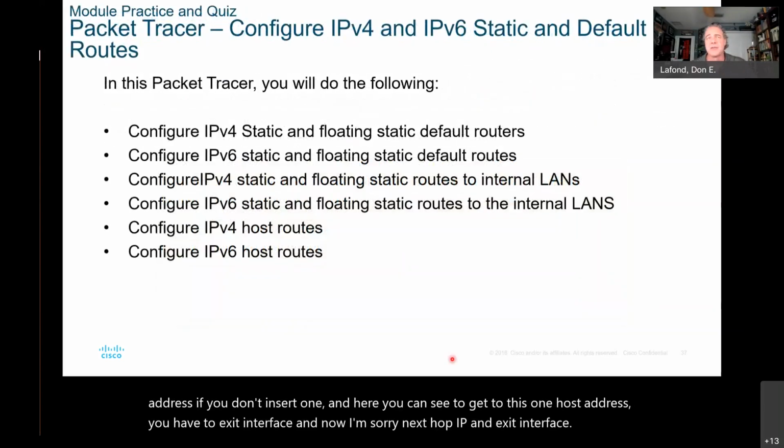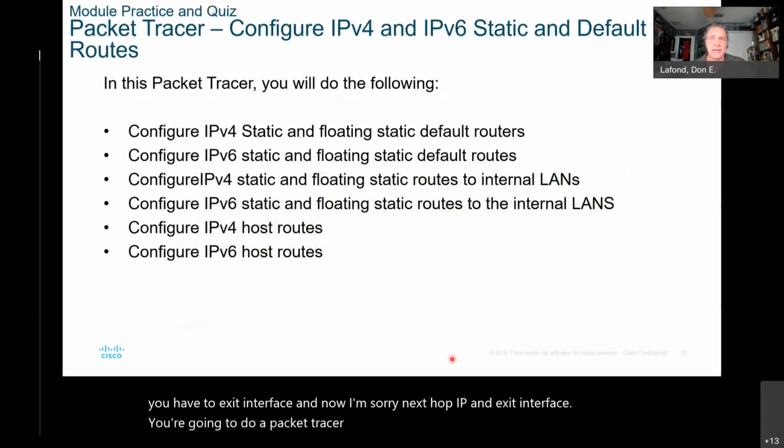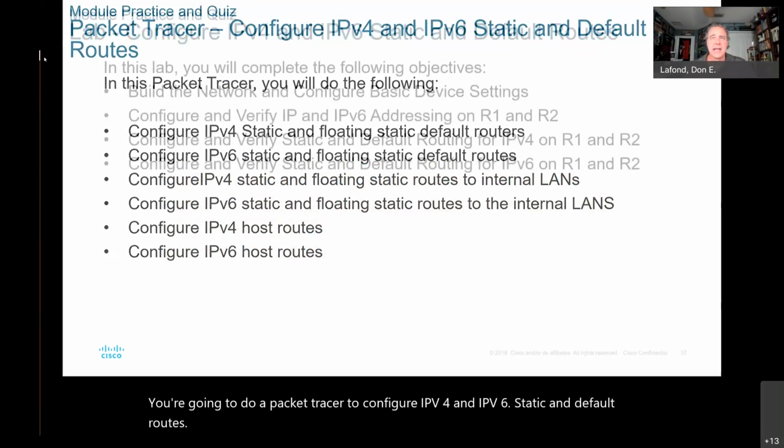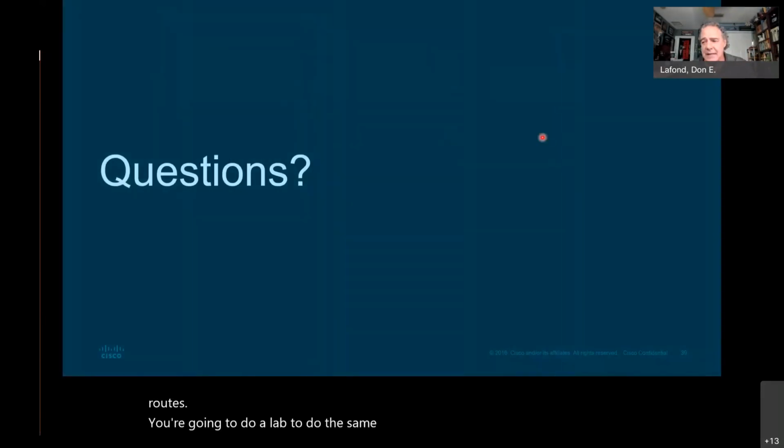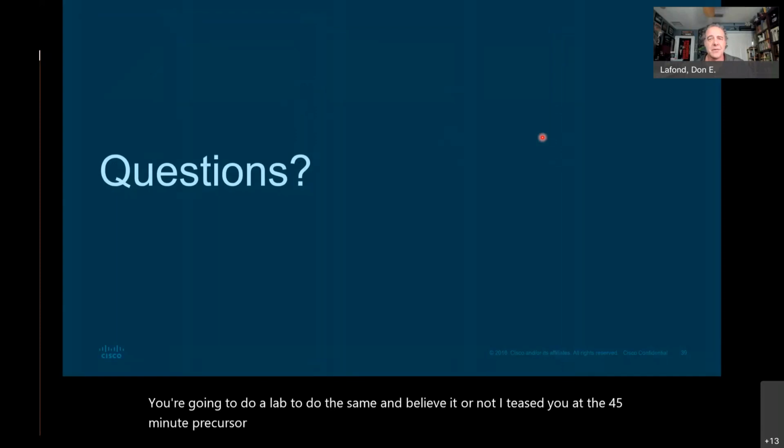You're going to do a Packet Tracer to configure IPv4 and IPv6 static and default routes. You're going to do a lab to do the same. Believe it or not, I teased you with the 45-minute precursor, and this presentation is over in only 30 minutes. Fantastic. I love when that happens, and I'm sure you think the same way.